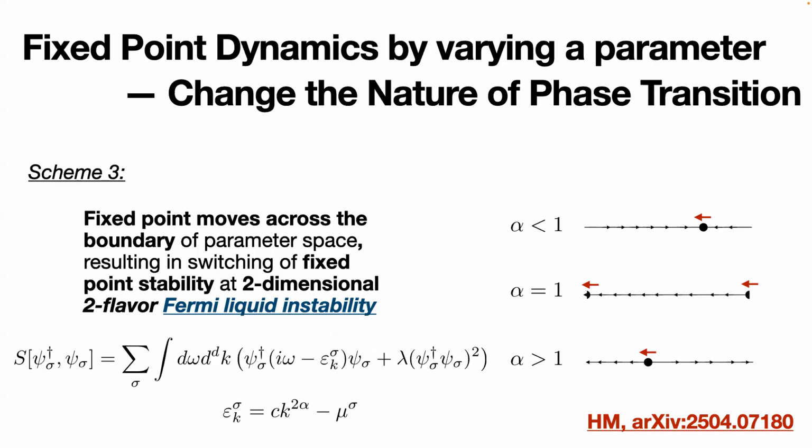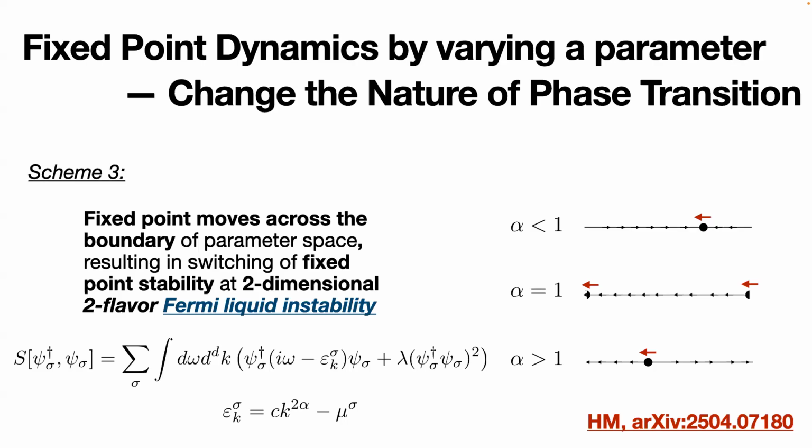Because it was found in this Fermi liquid instability. In this scenario, we only have a single fixed point in the whole real parameter space. The fixed point changes its stability if we move the fixed point across the boundary of the parameter space.